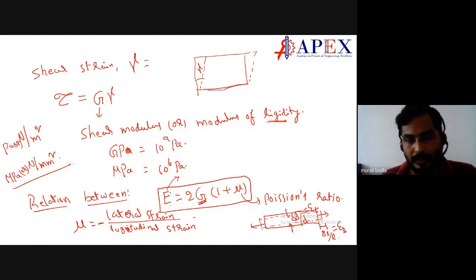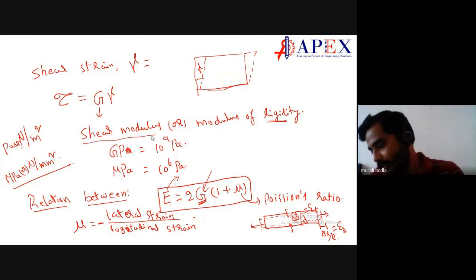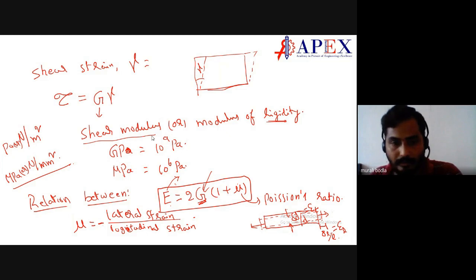Once you know E from the universal testing machine, I can calculate G, the shear modulus or modulus of rigidity. Is this clear to everyone? Yes.